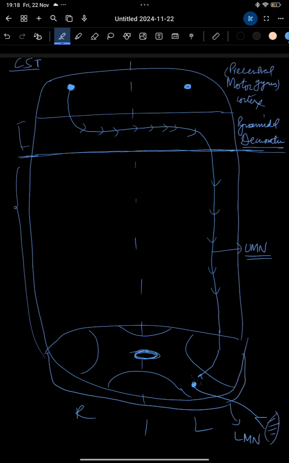So here we have the muscle. Now this is the basis of the corticospinal tract. There are only two neurons that are involved. The first order neurons are the upper motor neurons, and the second order neurons are the lower motor neurons.